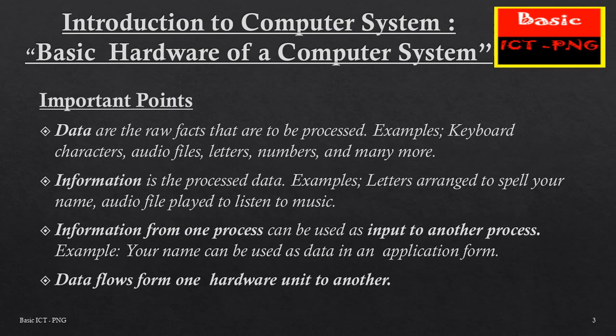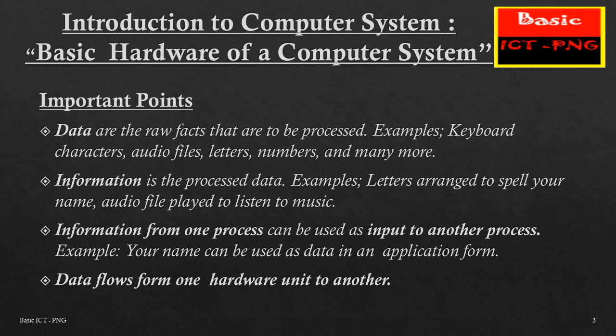But first, let's take note of some important points. Let's see the difference between data and information. Data are the raw facts to be processed. Examples of data would be the keyboard characters, audio files, the letters of the alphabet, numbers, and many more. On the other hand, information is the processed data.